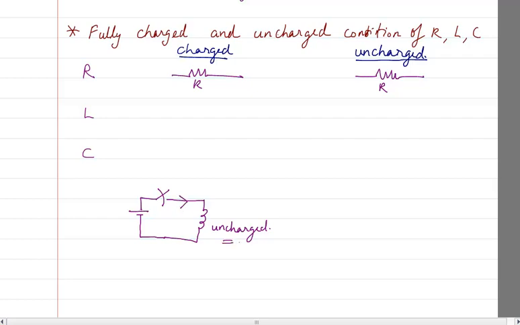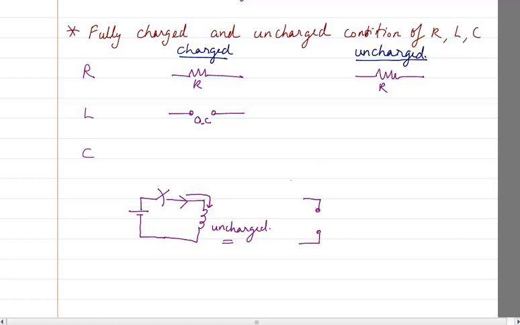Now this is uncharged. As soon as the current starts flowing through it, the first thing that the inductor does is it basically opposes this flow of current. It does not allow this current to pass through. It behaves as if it is an open circuit when it is uncharged. So in uncharged condition, the inductor behaves as an open circuit, OC, open circuit.